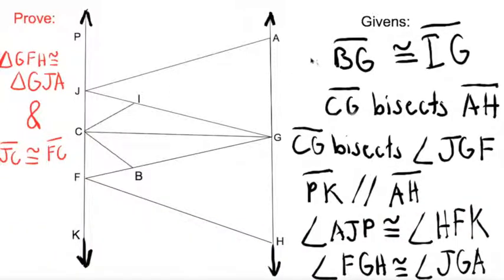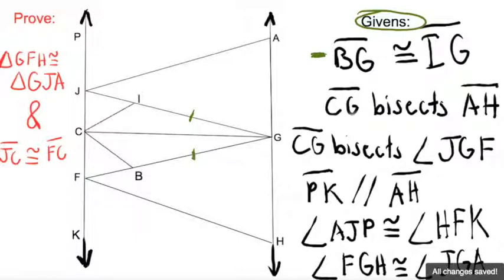So we will be using different colors to represent our different givens. For the first line, we will be using green, and the line says that line segment BG is congruent to line segment IG. And those two lines are located here, IG there, BG here. So we will be marking those with green.